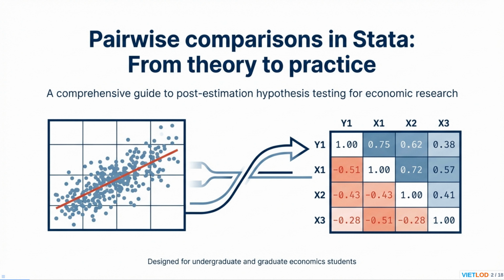As illustrated in the graphic, our journey begins with identifying relationships in raw data, like the scatter plot on the left, and progresses toward the structured statistical comparisons shown in the matrix on the right. Throughout this presentation, we will discuss how to move from a general model assessment to understanding specific, significant differences between groups within your data.